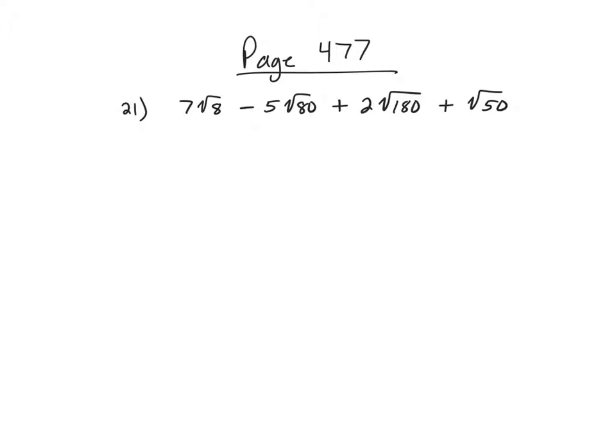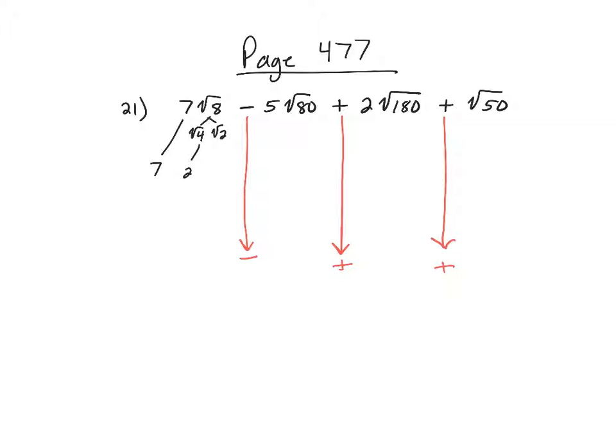This next problem is a big one. I've got 4 terms. But again, we're going to start by bringing our symbols down. So there's a minus that comes down, a plus that comes down, and another plus that comes down. And we're going to simplify the 4 terms within their specific rooms. So for the first one, 7 comes down, but the radical 8 can be broken down into radical 2 times radical 4. So I know the square root of 4 is 2. I don't know the square root of 2. So that all works out to be 14 radical 2.